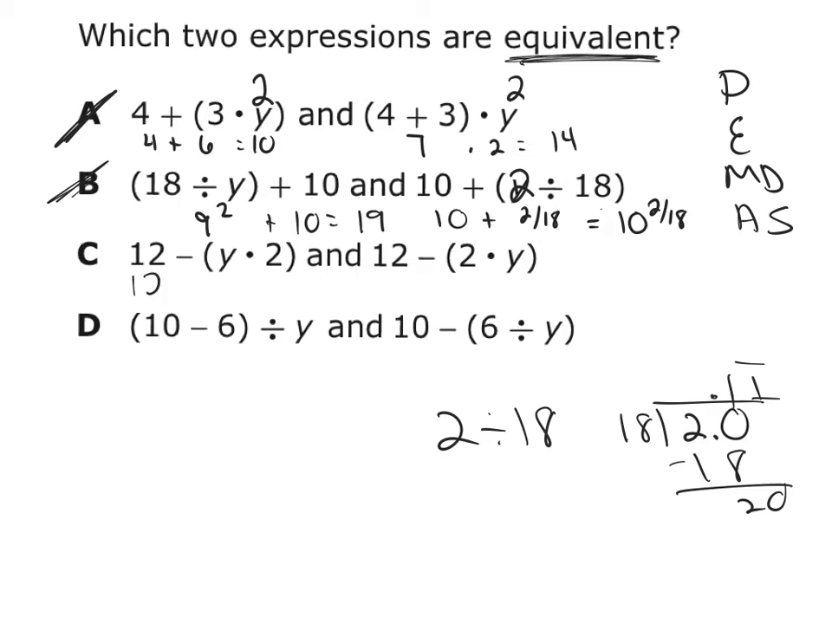Next, we have 12 minus, once again, we're plugging 2 in here. 2 times 2 is 4. That makes 8. So we're going to put a question mark by that and come back to it.